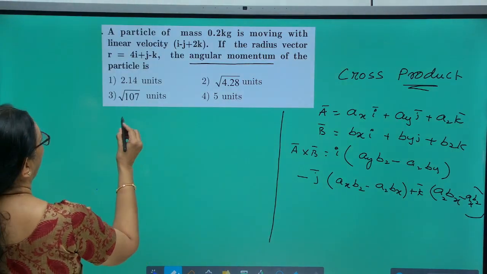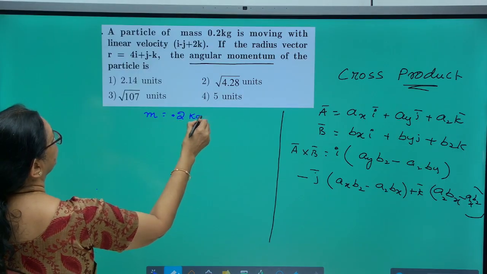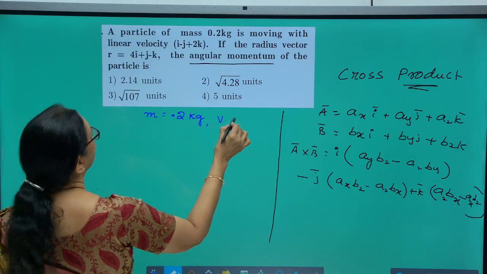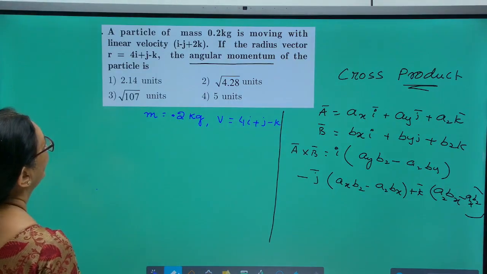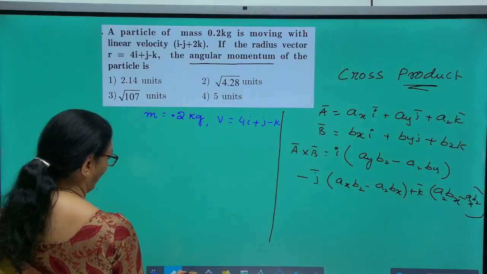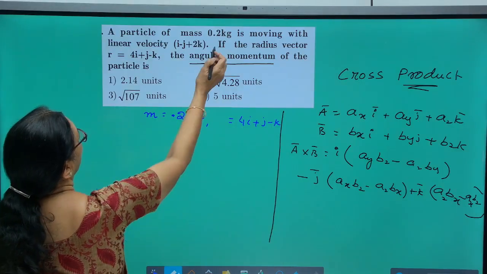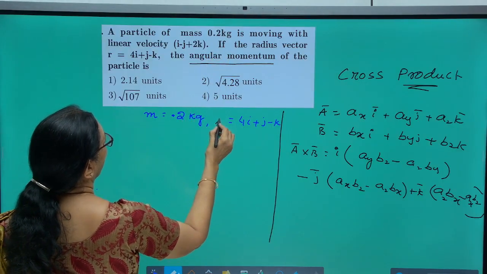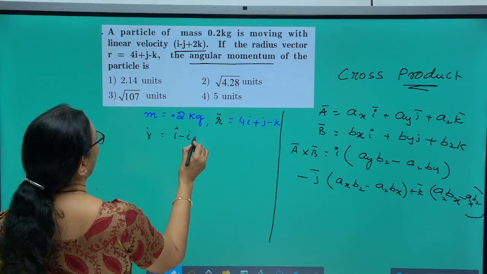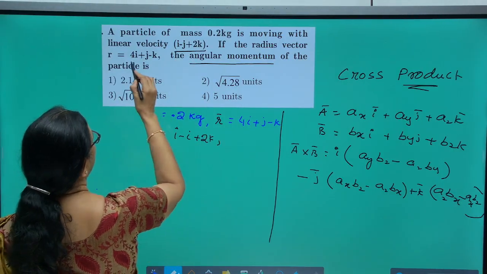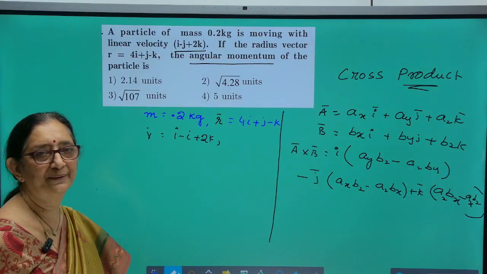See here, the mass of the particle is given as 0.2 kg. No, this is not the velocity, this is the radius vector given. A particle of mass 0.2 kg is moving with a velocity I minus j plus 2k. The radius vector is 4I plus j minus k. Find the angular momentum of the particle.